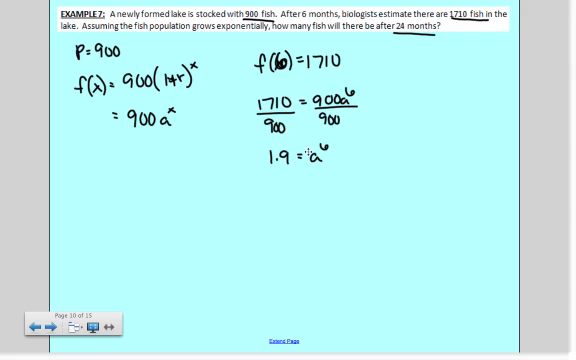Now, how would we solve for a? Well, we would raise each side to the 1/6. If I raise that side, I raise the left side to the 1/6. And so we get a to be 1.9 to the 1/6. And you could do on your calculator, figure out what that is. Now that is a. By the way, if we wanted, since we know that a is equal to 1 plus r, okay.